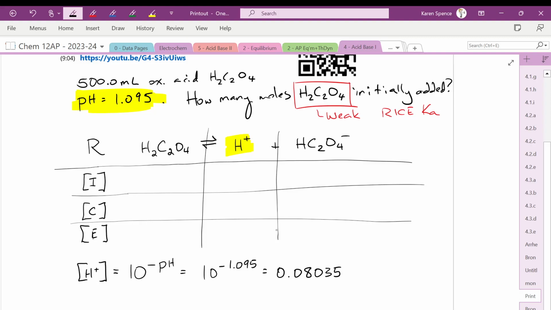Where will that number go? Tell your partner, where does that number go? Remember, when you have a hydrogen ion concentration, it's always the equilibrium, because what's the initial concentration always? 0. So we're going to go, okay, that's 0, that's 0. Okay. So 0.08035.